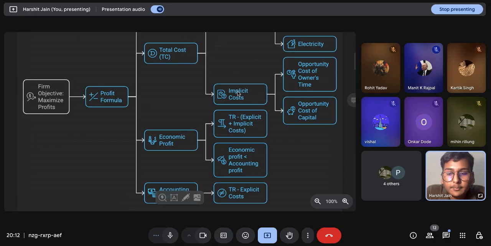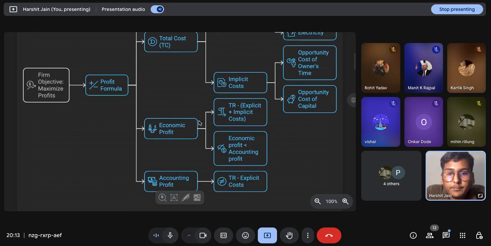So that brings us to the types of profit after getting the costs: accounting profit and economic profit. Accounting profit is the total revenue minus the explicit cost. Like you earn 5000 rupees by selling 10 products. Explicit cost is the cost of manufacturing, like the rent, raw material, electricity, wages, everything. When you subtract the explicit cost from the total revenue, you get accounting profit.